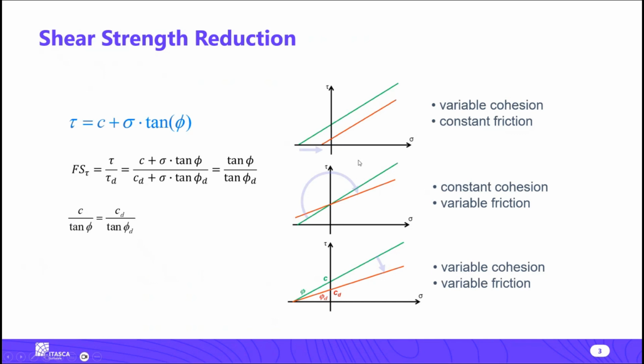It is possible to just reduce one or the other of these parameters. You can reduce just the cohesion, which is the top plot here, and that just causes the curve to shift to the right. Or you can reduce just the friction, which causes the curve to rotate. But almost always people are doing both at the same time.